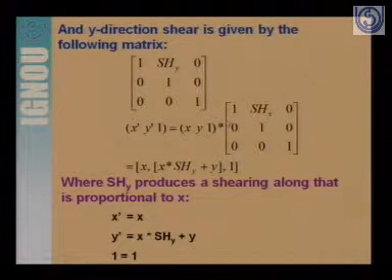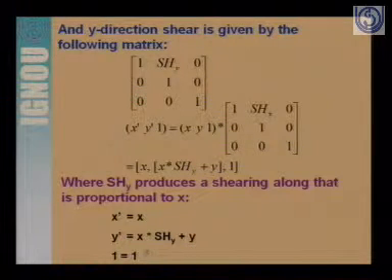So here, if we multiply this matrix with this matrix, we finally get x, x*SHY + y, and 1, where SHY produces a shearing that is proportional to x. So here you see that x dashed is equal to x, y dashed is equal to x*SHY + y, and 1 is 1.